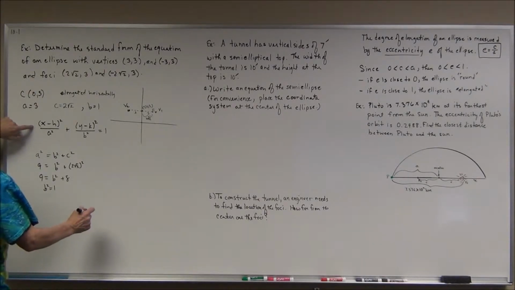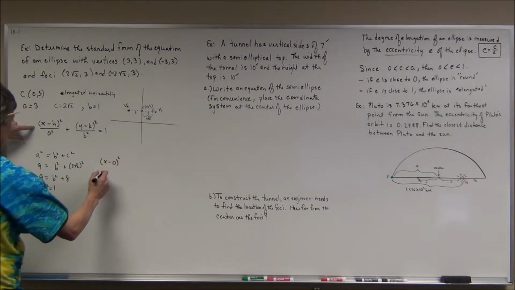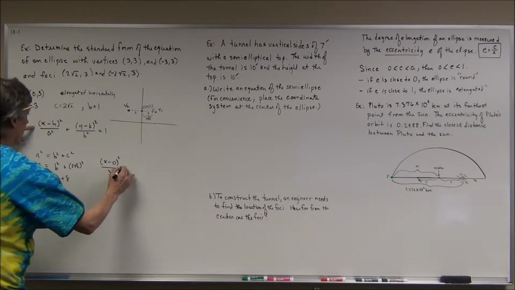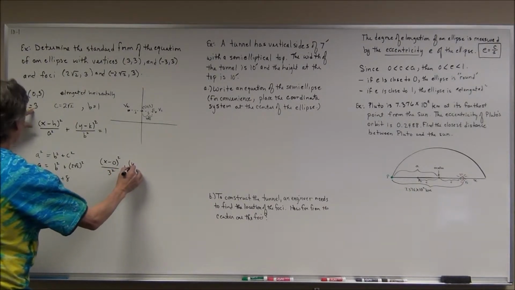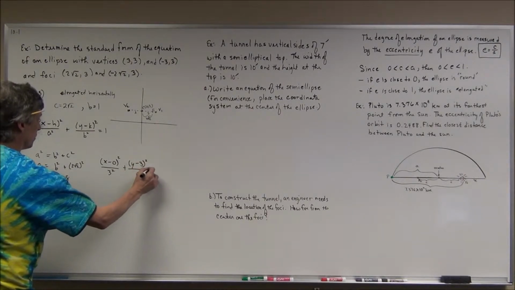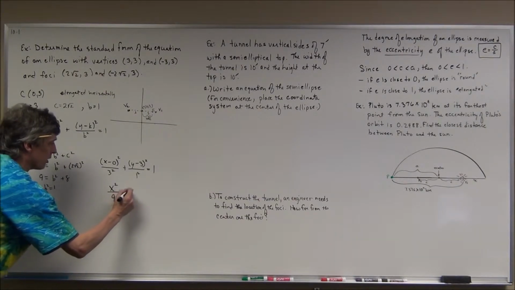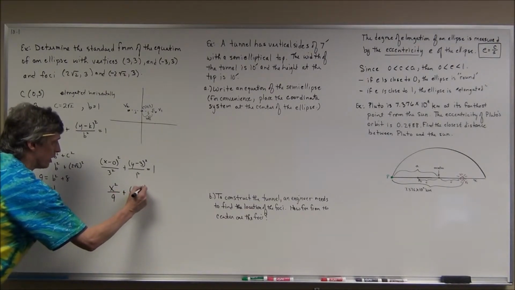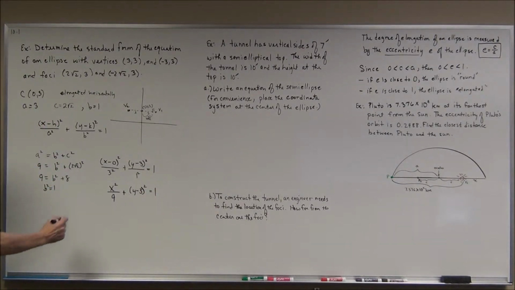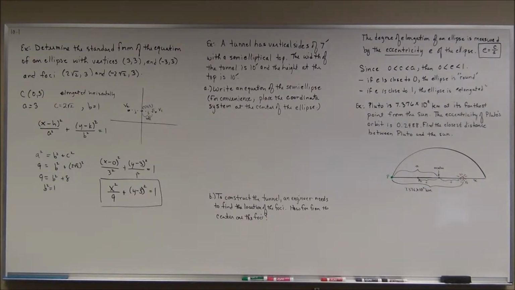So this would be x minus 0, I'm going to take care of that in a second, quantity squared all over 3 squared, plus y minus 3, quantity squared all over 1 squared, is equal to 1. So I'm going to write this as x squared over 9 plus the quantity y minus 3, quantity squared, I'm not going to put it over 1, is equal to 1, and there is the equation. So we kind of work backward from the previous problems.